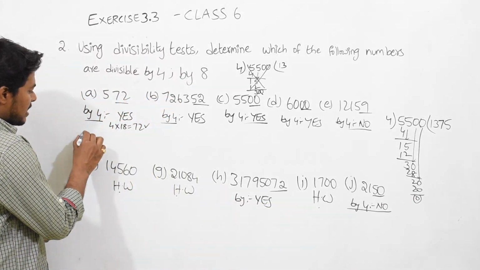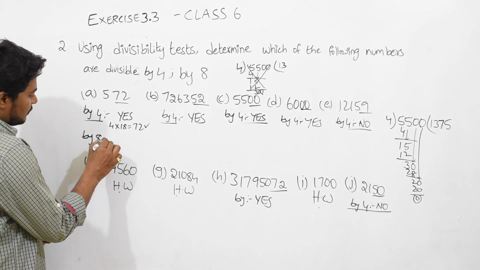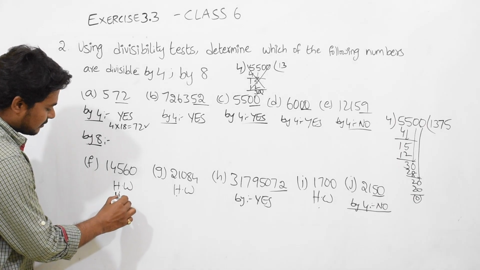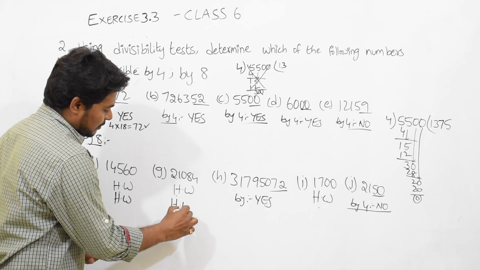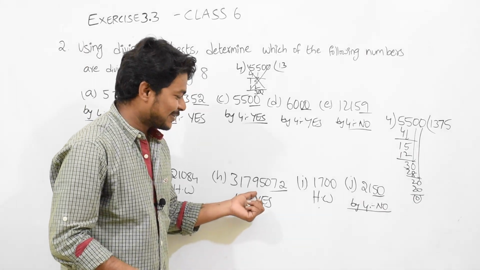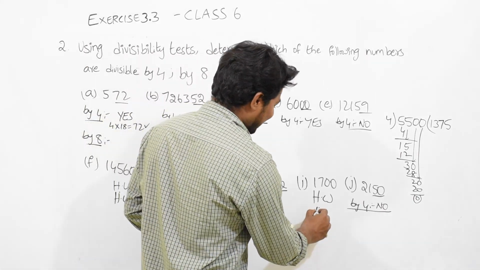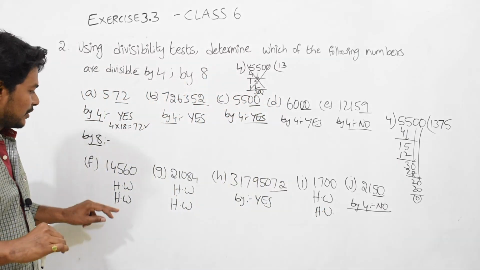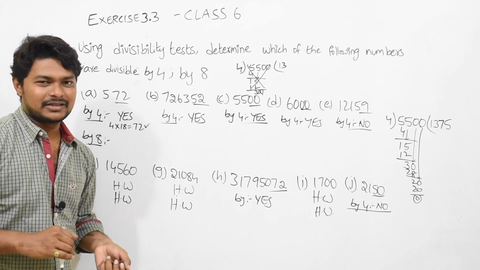Okay, now by 8. There comes the tough part. By 8 also you do homework. This also you do homework by 8. If I ask you to do all eight, you will not do it. Maybe I will only do them. Okay, so three homework for you. The remaining I will manage.